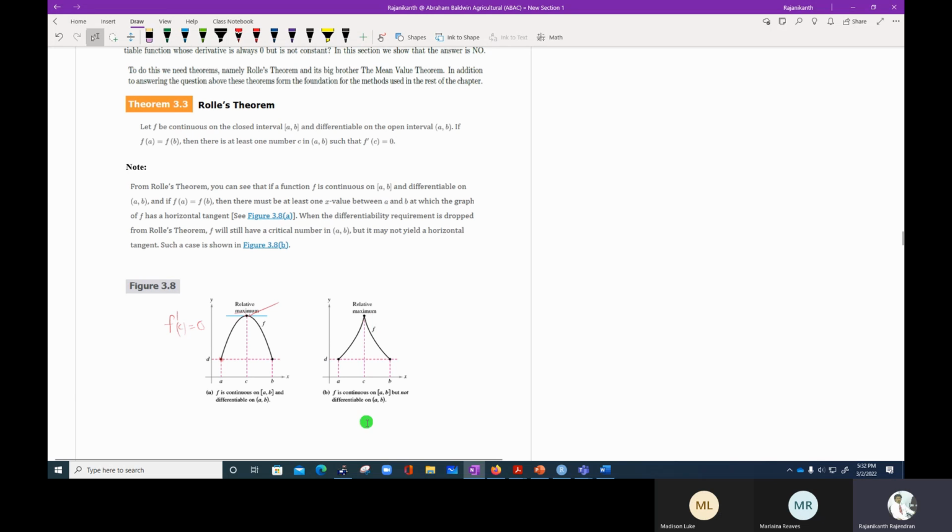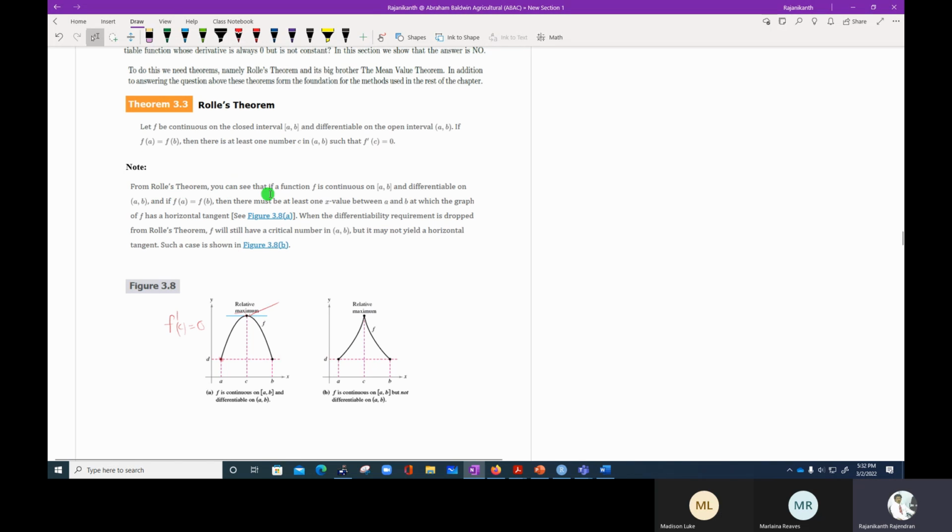But look at the second case. The function has the same value, but now the function is not differentiable at this point, right? So the function is continuous, but not differentiable on AB. So there are two cases here. So look at this note.